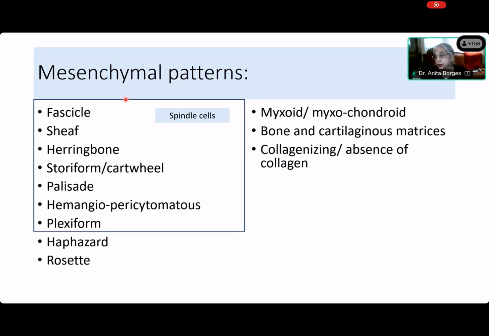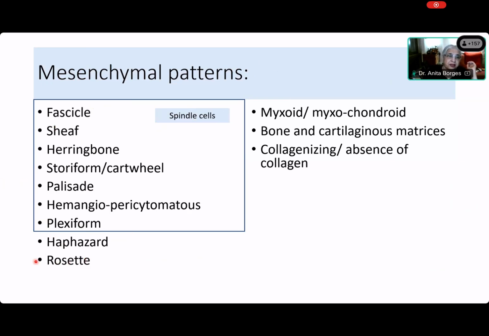All right, good. So now spindle cells, if we want to understand spindle cells and use our understanding to make diagnoses, we have to see in what kind of patterns these spindle cells grow. Many mesenchymal lesions grow in patterns, and the spindle cell ones grow in a certain number of different patterns. Fascicle is one, a sheath is another, a herringbone pattern is a third. You have storiform or a cartwheel pattern. You have palisades. You have a hemangiopericytomous pattern. You have a plexiform pattern, and you also have no pattern at all, which we call haphazard.